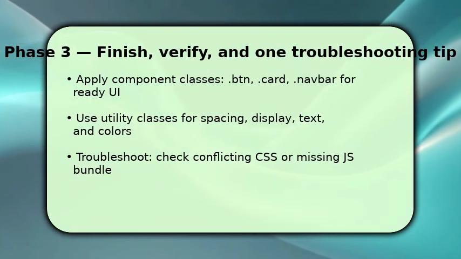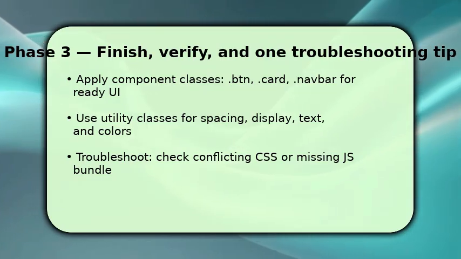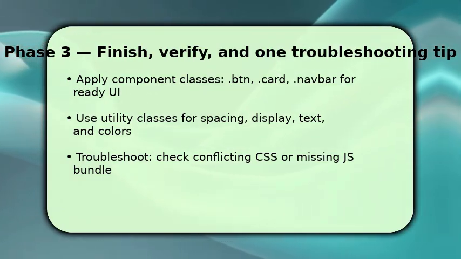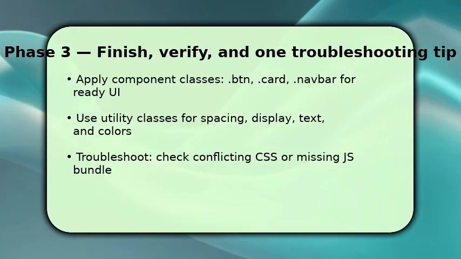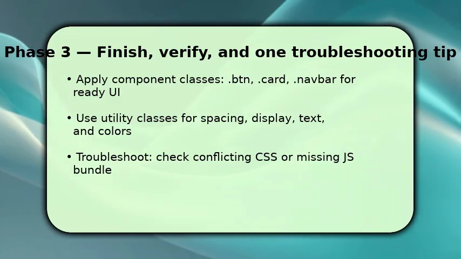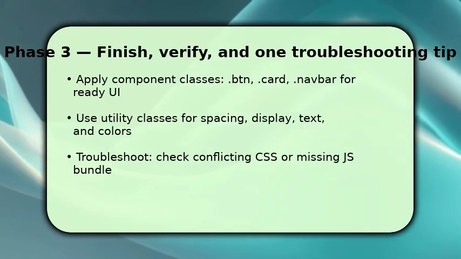You finalize pages by applying component classes and utilities to speed development. Use btn btn-primary for buttons, card for content blocks, and navbar for navigation. Components include built-in markup and ARIA where needed. Then refine with utilities, m-3, d-flex, text-center, and color classes to polish visuals quickly.